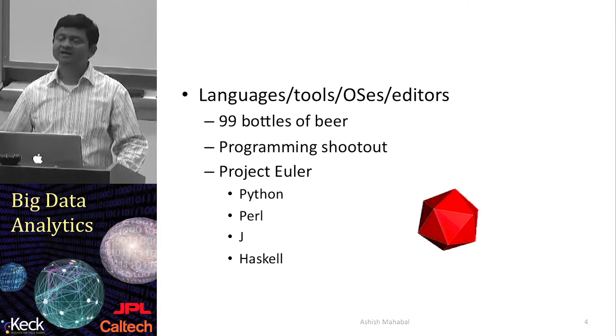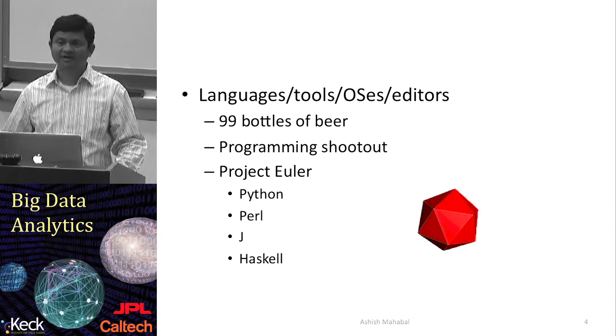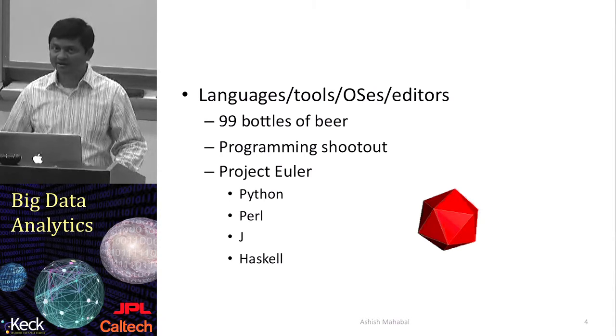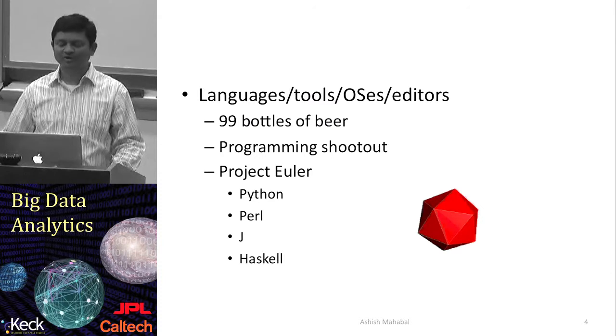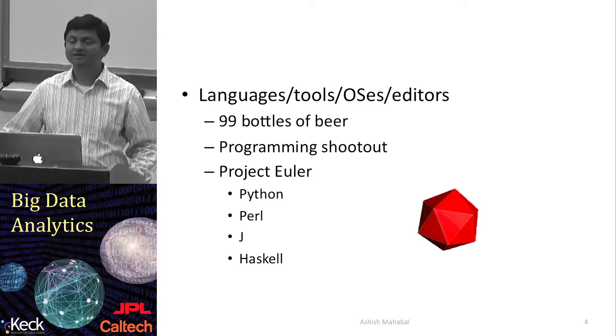Then there are various websites that you can visit, like the 99 Bottles of Beer website. It shows how to write that particular program in various different programming languages, and that allows you to compare how those languages work. And similarly, there are programming shootouts where you can compare different languages. There are, of course, various debates that go on, but here is a more objective look at various features of different languages. Similarly, Project Euler is a fantastic resource.